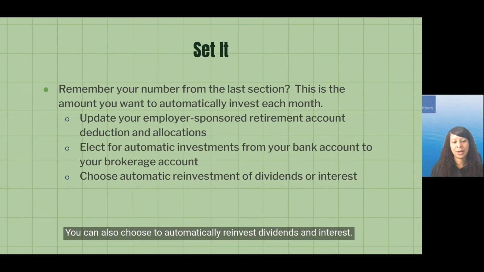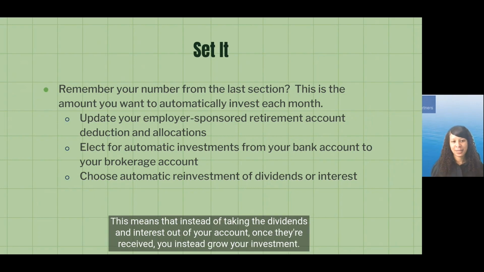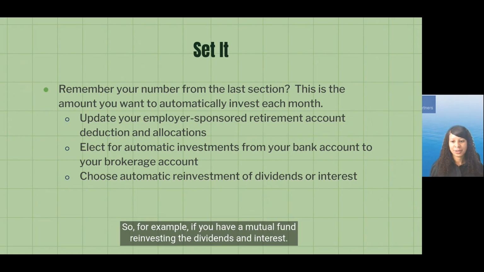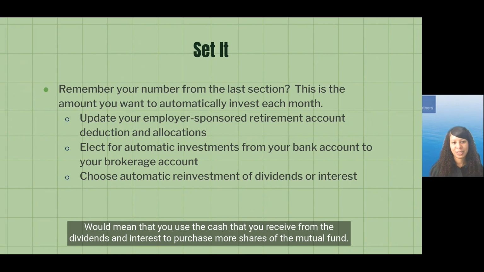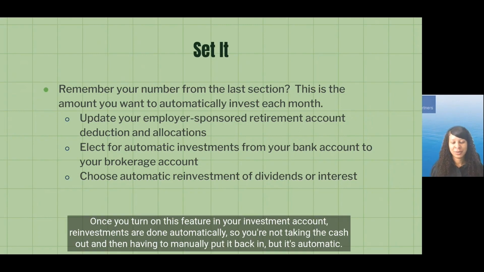You can also choose to automatically reinvest dividends and interest. This means that instead of taking the dividends and interest out of your account once they're received, you instead grow your investment. So, for example, if you have a mutual fund, reinvesting the dividends and interest would mean that you use the cash that you receive from the dividends and interest to purchase more shares of the mutual fund. Once you turn on this feature in your investment account, reinvestments are done automatically. So you're not taking the cash out and then having to manually put it back in, but it's automatic.